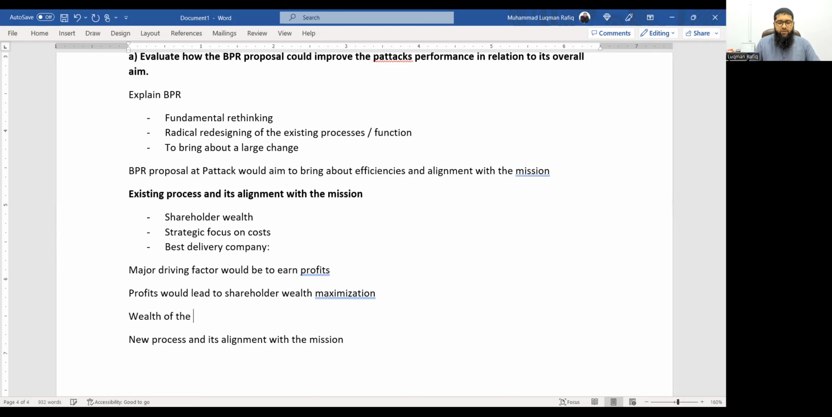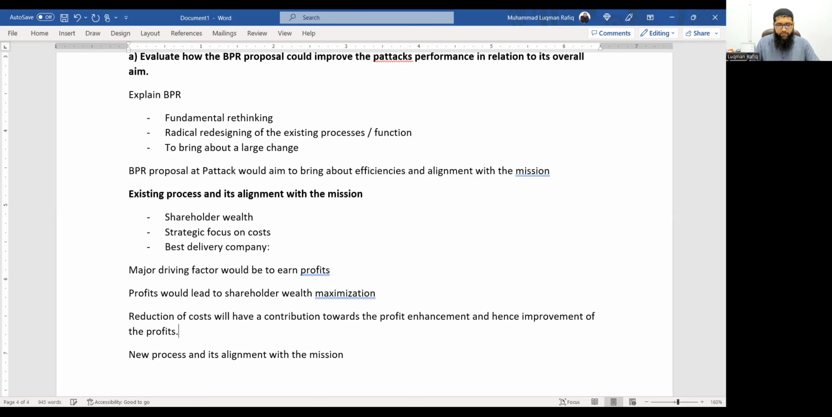Reduction of cost will have a contribution. I'm just writing down pointers so that you could elaborate on them and write them down into full sentences. Reduction of the cost will have a contribution towards the profit enhancement and hence improvement of the profits.